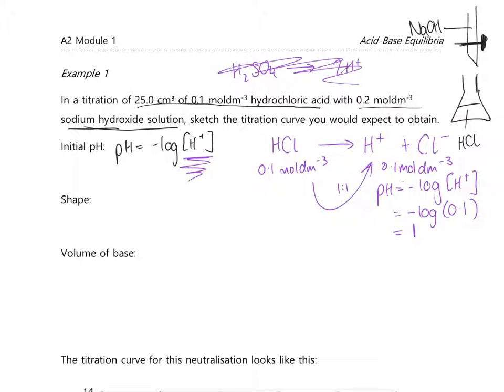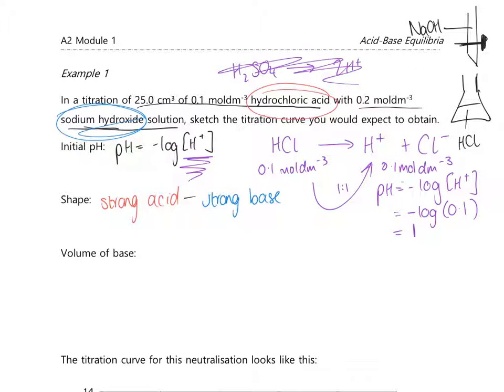Okay, so the shape we need to be thinking about depends on whether I have a strong or weak acid and a strong or weak base. I need to decide the strength of my acid and my base. So, first of all, I've got hydrochloric acid. Is that strong or weak? Strong. So I've got a strong acid. And then I'm titrating it against sodium hydroxide solution. Is that strong or weak? Strong base.